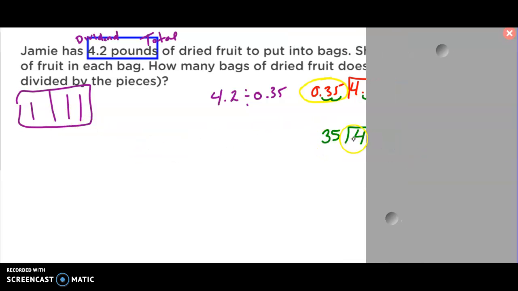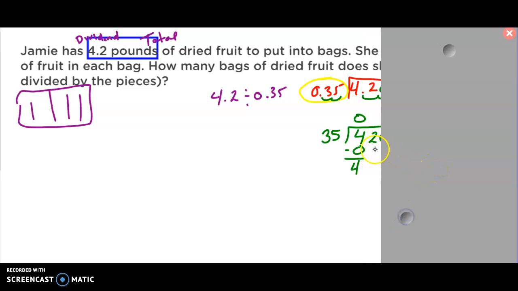Now, how many times does 35 go into 4? It doesn't. So we're going to separate it out, subtract. All right, what do I do now? That's right, bring down my 2. Bring this guy down, so he's going to make a pair with the 4 to make it 42. Now, how many times does 35 go into 42?